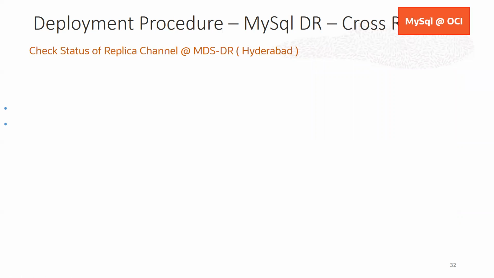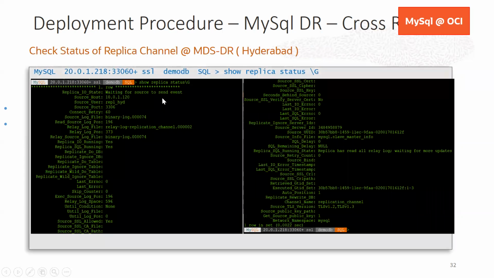Now let me check the status of the channel. I'm connected to the Hyderabad DR instance to check the status of the channel. By using the command show replica status, we can see that the DR site is waiting for data from the source. This is the host name of the primary, this is the user used for connection from DR to primary, the port number, and the log file number. This binary log has been encrypted.